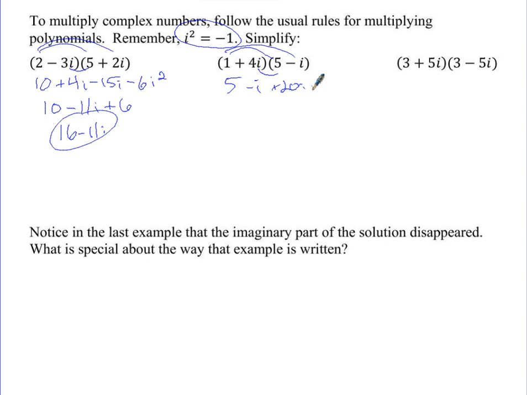4i times -i is, okay. What does -4i squared turn into? Positive 4. So now combine like terms. We have 5 sitting here, and this is basically positive 4 for a total of 9. Then combine these and you get, there's your answer.